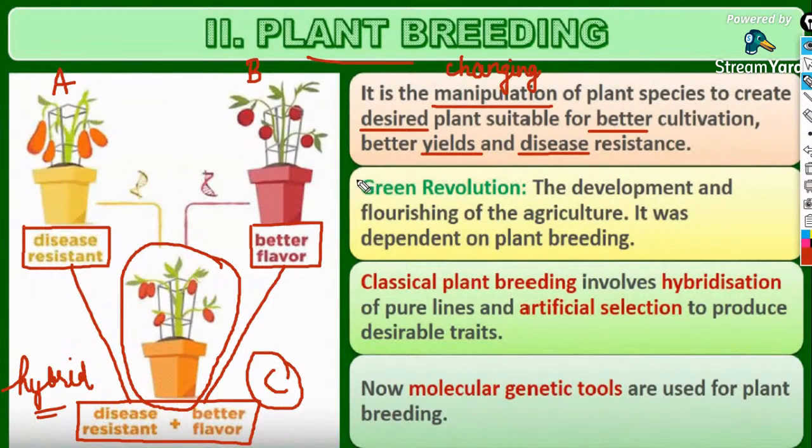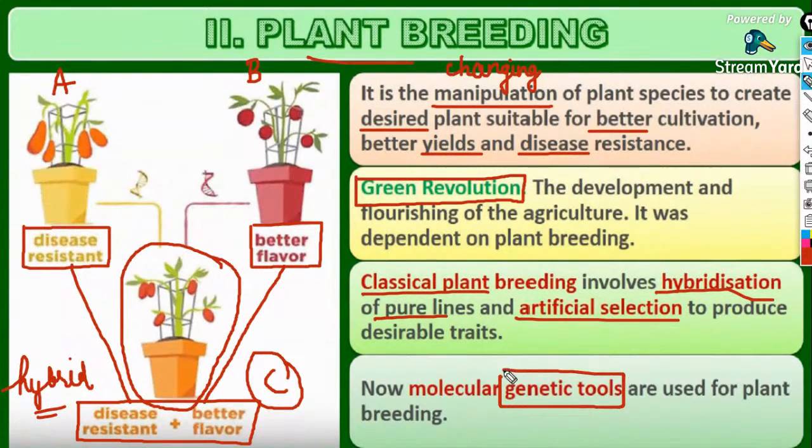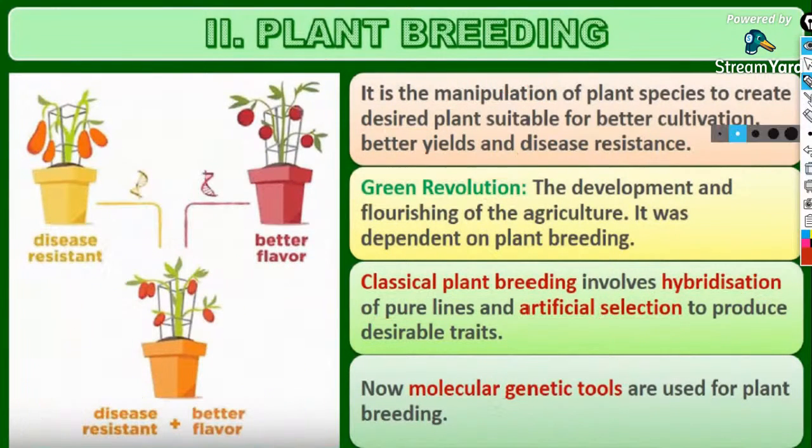Yesterday's class I told you green revolution was concerned for the plants, especially wheat, rice, etc. The development was flourishing of the agriculture and it was dependent on the plant breeding. The classical plant breeding involves the hybridization of the pure line and the artificial selection to produce the desirable traits. And now we are using certain types of biotechnological tools, that is molecular genetics tools, for understanding further about the importance of plant breeding or to carry out the sequence of plant breeding.